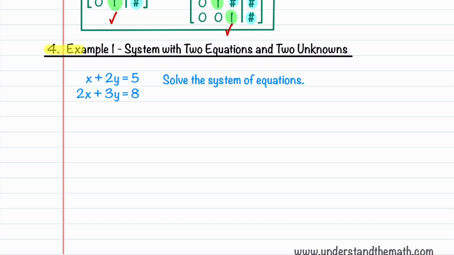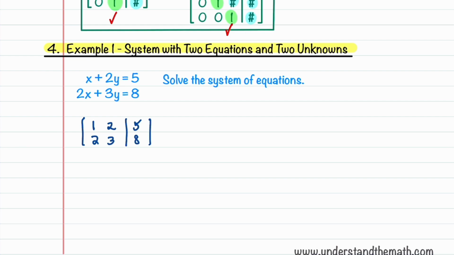Let's now walk through an example step by step so you can understand how this method works. We're going to start by taking our system of equations and put it in an augmented matrix. We already went over how to do this, so you know exactly what to do. We have a 1, a 2, we draw our line and we have a 5, and then we have a 2, 3, and 8.